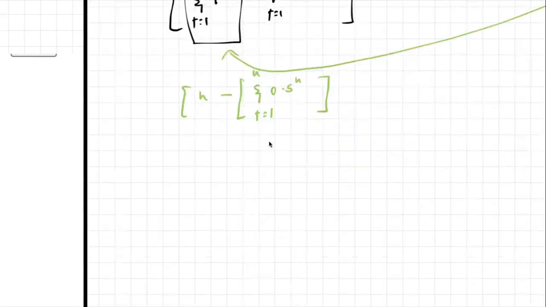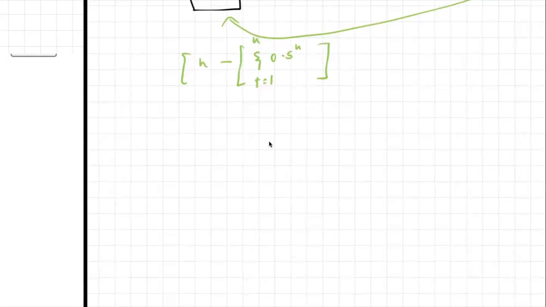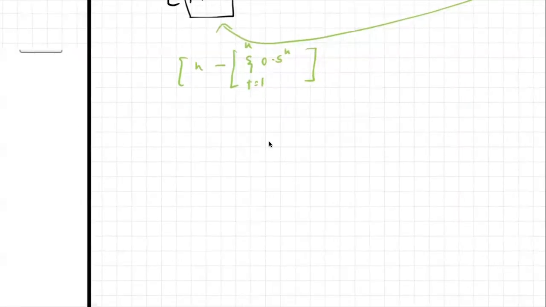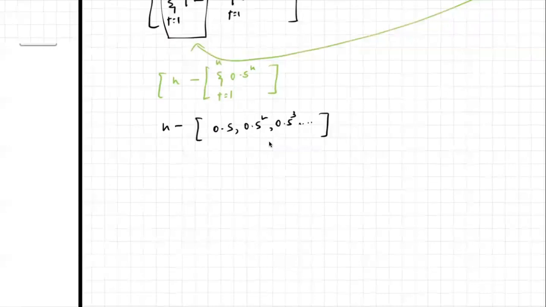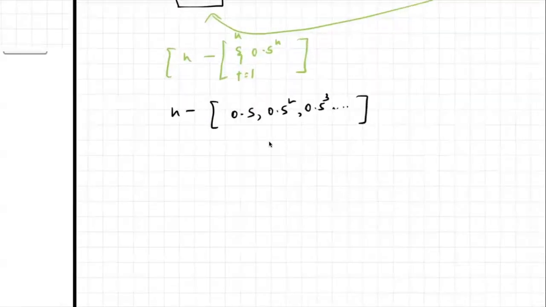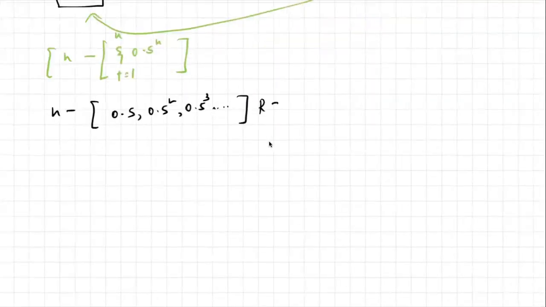Now, since we have gotten this, let's simplify this part further. N minus, where t is equal to 1, 0.5 square, 0.5 cube, and it goes on like this. And this is just the same as this part. And what would that mean? Well, that would mean the same thing. You have a common ratio of 0.5.